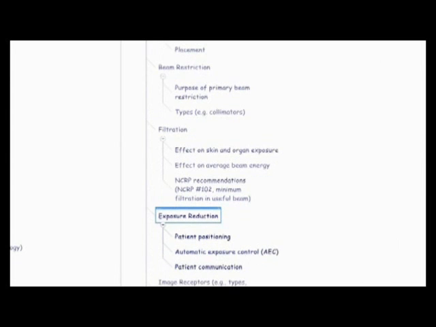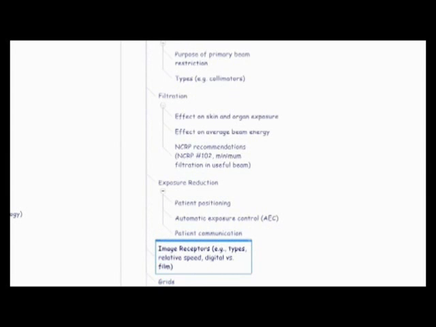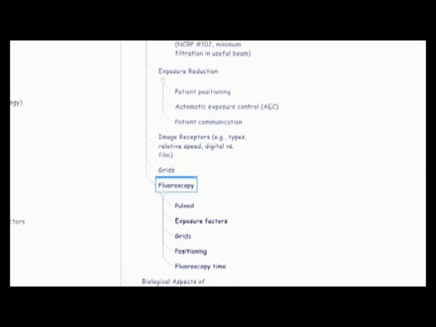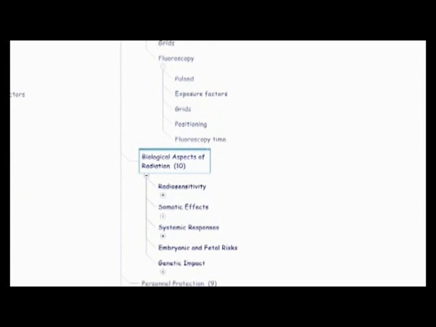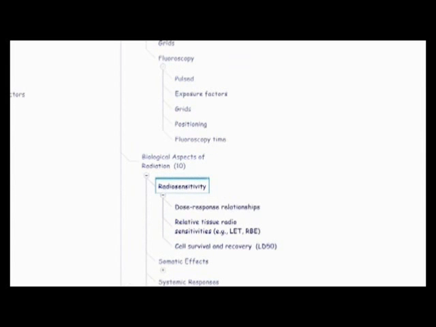reduction, patient positioning, automatic exposure control, AEC, patient communication, image receptors, grids, fluoroscopy, pulsed, exposure factors, grids, positioning, fluoroscopy time, and then there's biological aspects of radiation. The radiosensitivity, dose-response relationships, relative tissue radiosensitivities, cell survival and recovery.